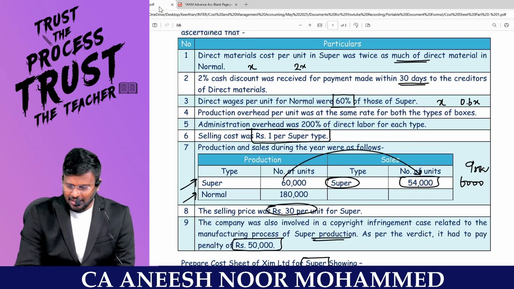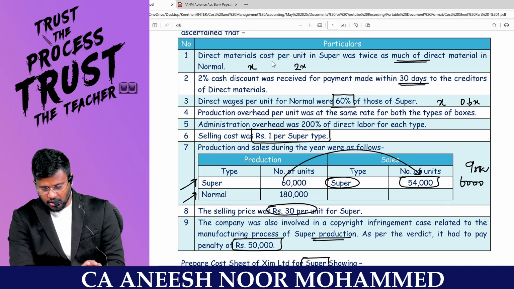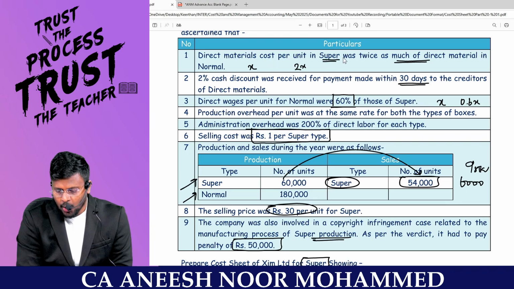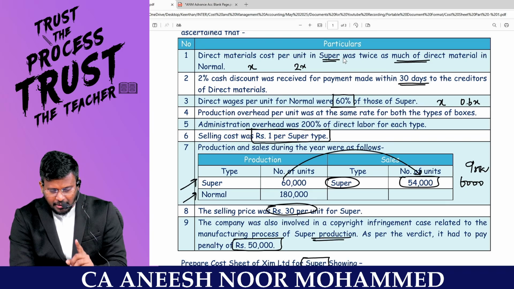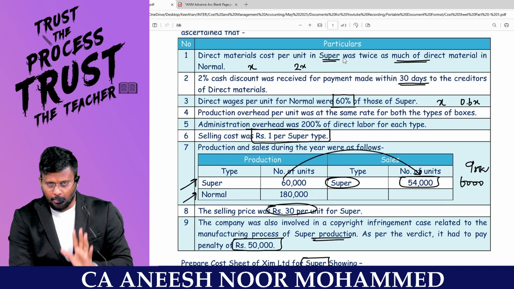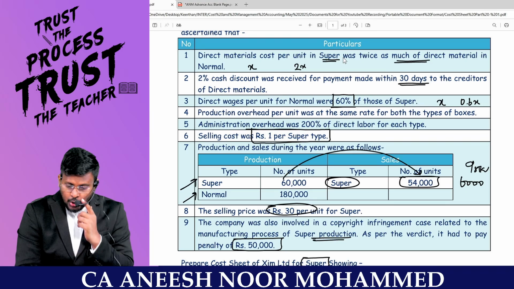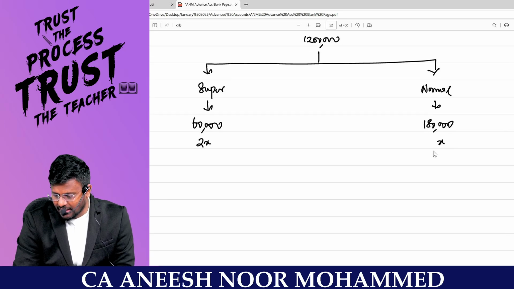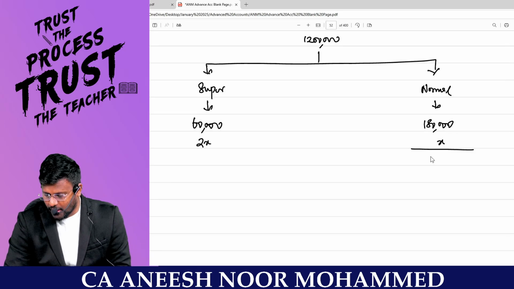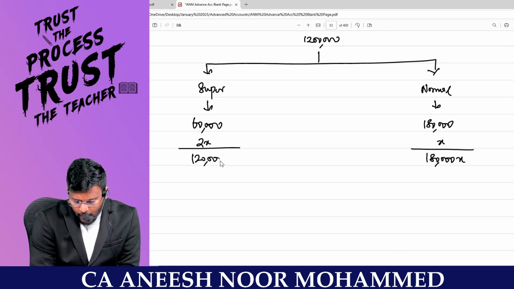Sir, what is the material cost per unit for that? Direct material cost per unit in super was twice that of direct material in normal. So if I am incurring 1 rupee per unit for normal, I will be incurring 2 rupees for super. So super we can take as 2x, my dear lovable students, and normal as x. So 1,80,000 into x will be 1,80,000 x, and 60,000 into 2 comes to 1,20,000 x.